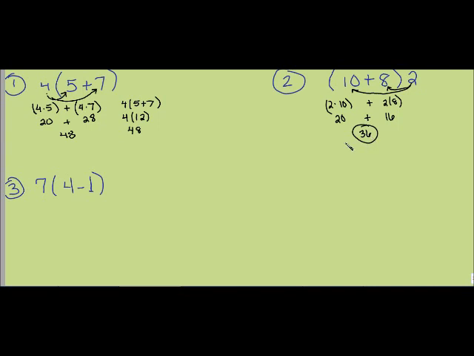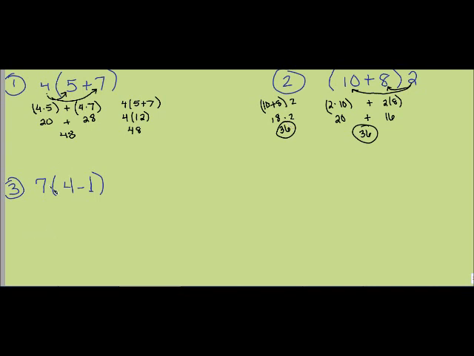Now, I'm going to go back and double check it by solving inside the parentheses. 10 plus 8, and then times 2. I have 18 times 2, and I get 36. Okay. Now, what's different about this one?